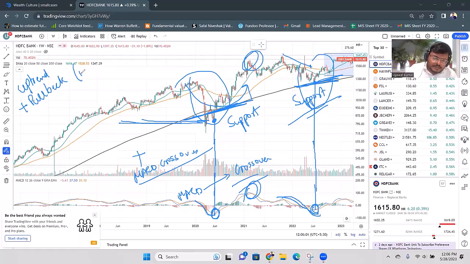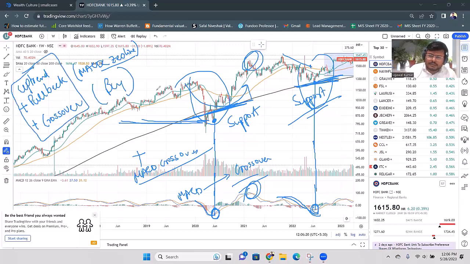A pullback means the MACD goes below the zero line, or it touches the zero line. Once it touches that, then you wait for a crossover. If the crossover happens, that is when you buy. So when all of these three things come together, then you buy, right?